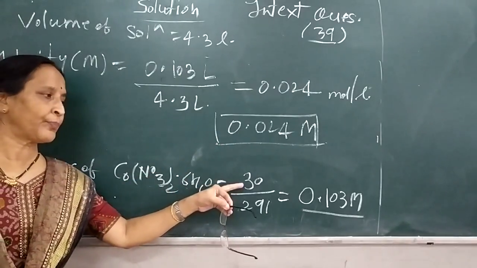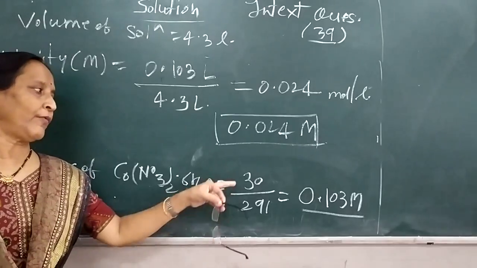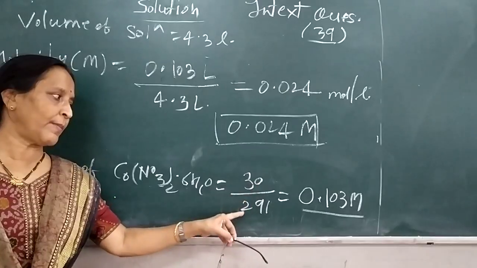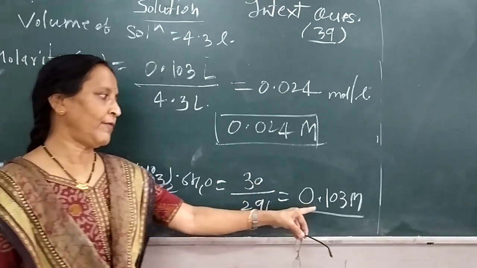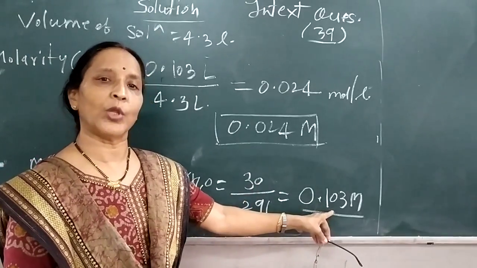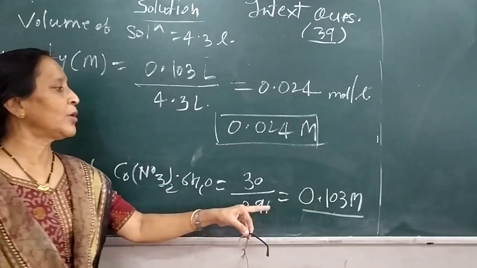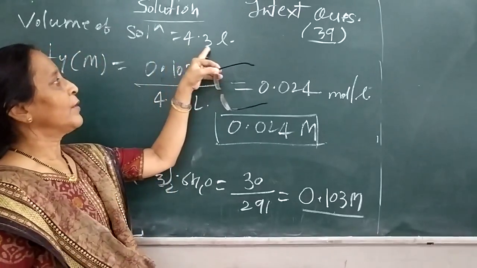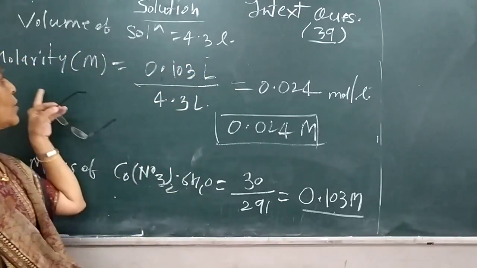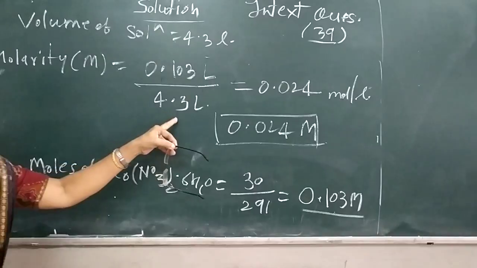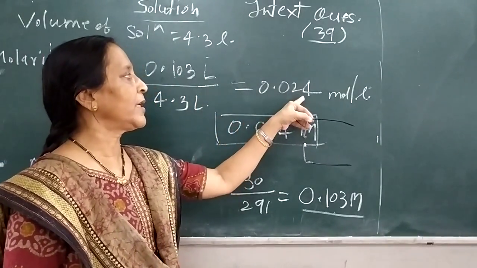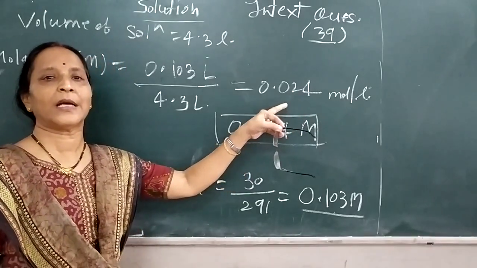First calculate the molar mass. Weight is given; number of grams divided by molar mass, then we get moles. And these moles, we want to calculate in 4.3 liter, so the same is divided by 4.3. After calculation, my answer is coming. You also calculate this and check the answer.